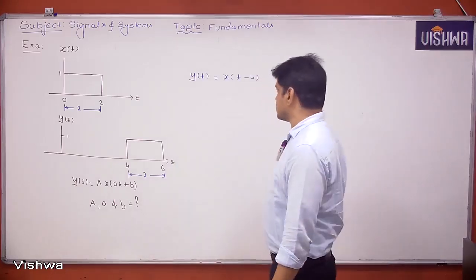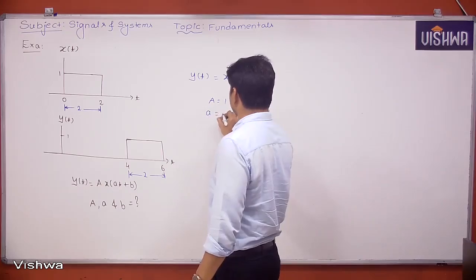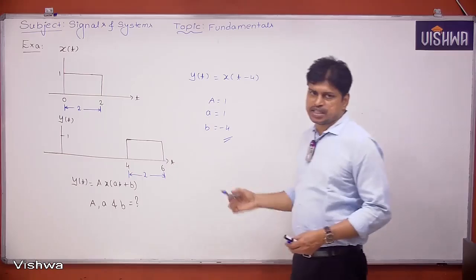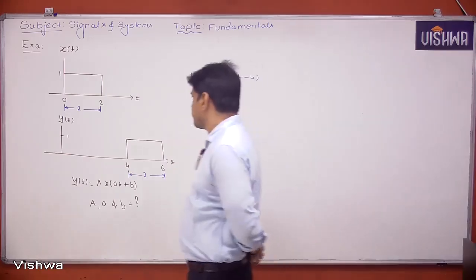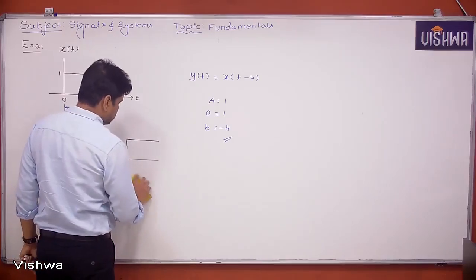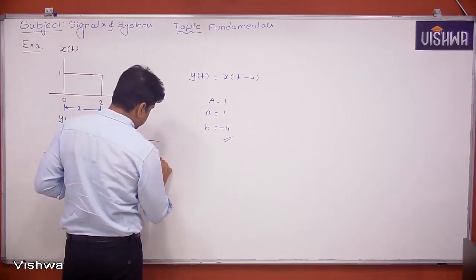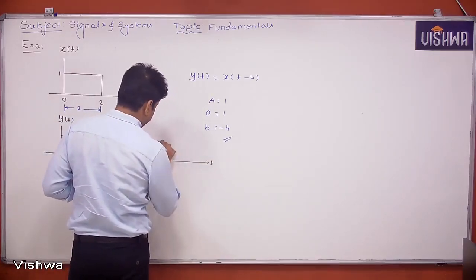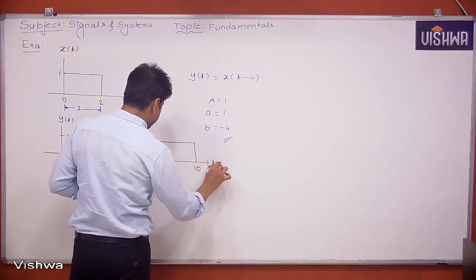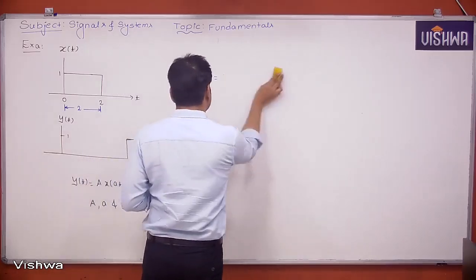If I could write like this, then can you tell me what is the small a value? 1. Small a value is 1. B value is minus 4. That's what it is. Take it. In the next question, suppose y of t is given like this. Again the same question. Find capital A and these things.